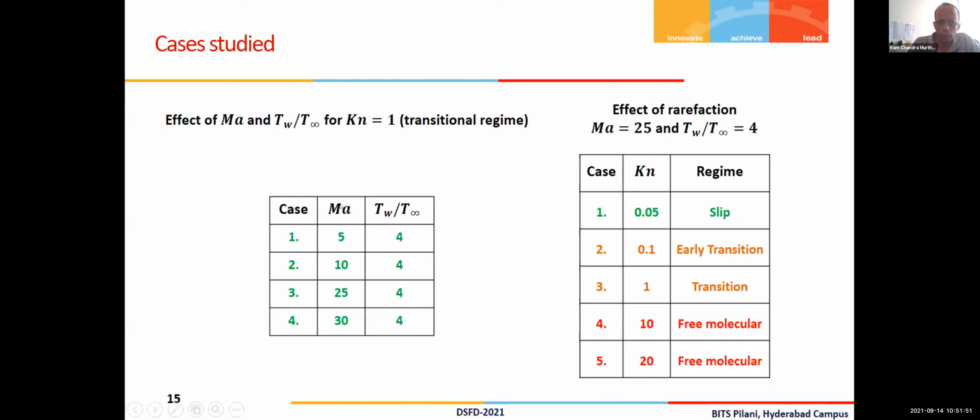First, when we vary the Mach number in the first study, we have kept the Knudsen number at 1, which is in the transitional regime, and the wall temperature is maintained at 4 times the free stream temperature. So this is the temperature of the bottom wall for different Mach numbers. In the second part of the study, we have looked at the effect of rarefaction, where Mach number is held at 25 and wall temperature is 4 times the free stream temperature, and Knudsen number varies across all the regimes.